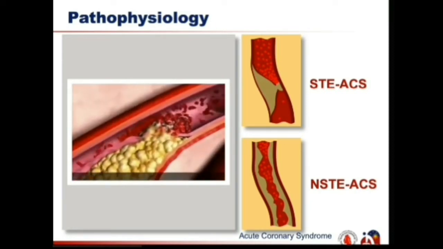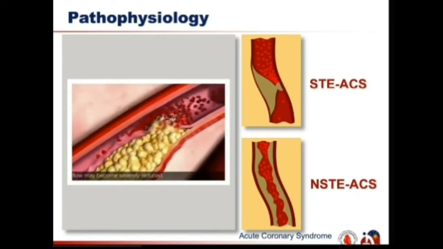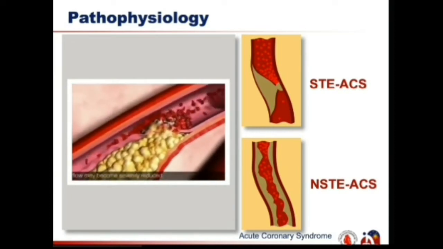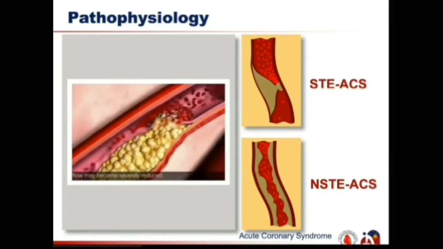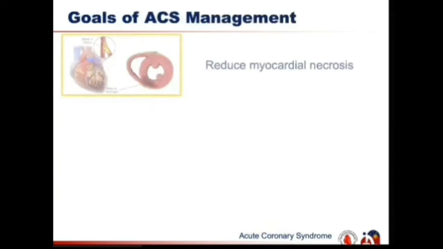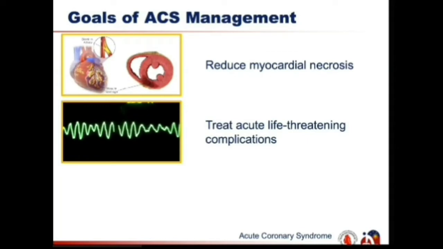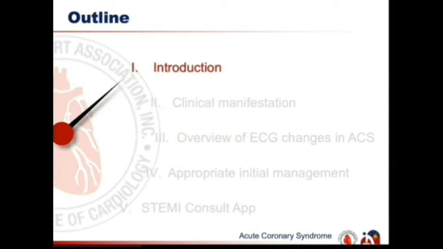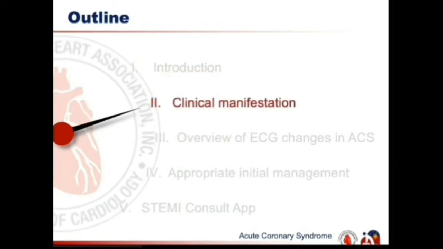Cardiac function largely defines an individual's functional status. Damage to the myocardium can result in undesirable events. Thus, the goal of ACS management is to reduce myocardial necrosis, treat acute life-threatening complications, and prevent major adverse cardiac events. To help us recognize acute coronary syndrome, let us review its clinical manifestations.